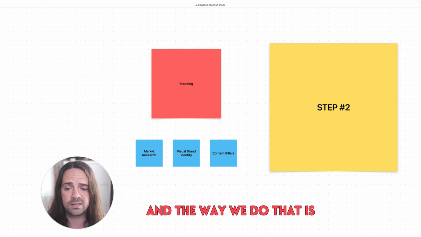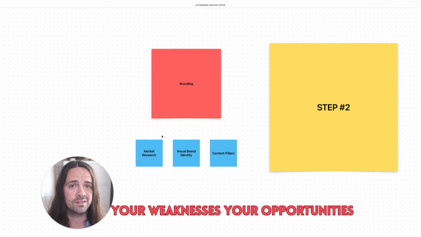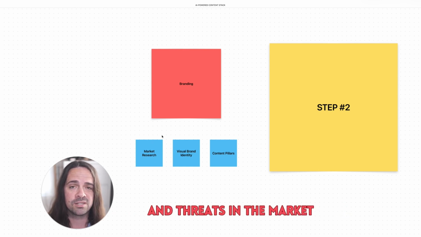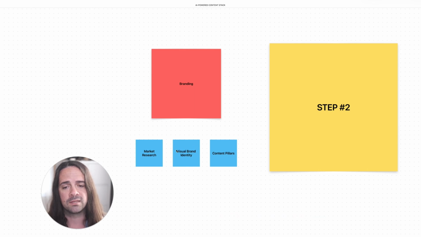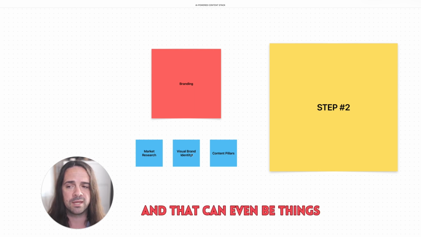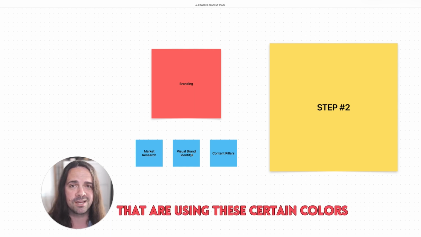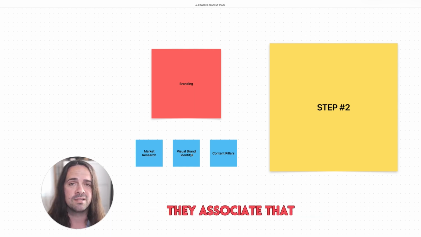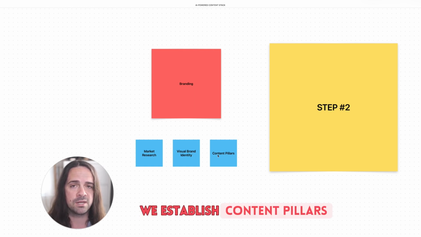And the way we do that is we do market research. We identify your strengths, your weaknesses, your opportunities and threats in the market, a SWOT analysis. Then we go in and we look at if you don't already have a strong visual brand, we help you establish that. And that can even be things like your brand colors, right? We can help you establish that so that when people see captions that are using these certain colors, they associate that with your content. And then most importantly, we establish content pillars.